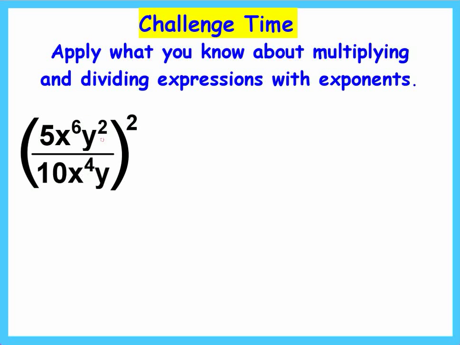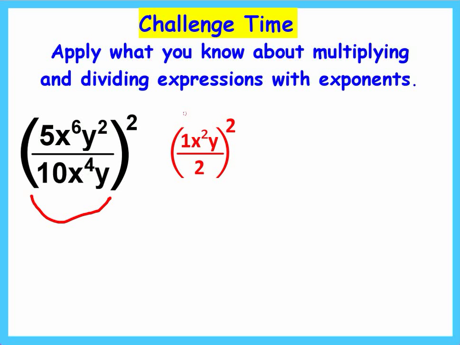The very first thing you need to do is focus on just the parentheses. Simplify your parentheses first. 5 and 10 give you 1/2. X to the sixth over x to the fourth leave you with x to the second. Y to the second over y, or y to the first, leaves you with just y. So you're left with 1/2. So there's your 2 on the bottom. There's your x squared, your y, all to the second power.